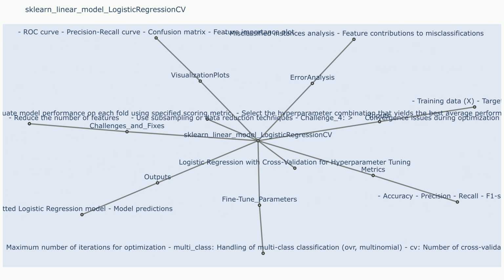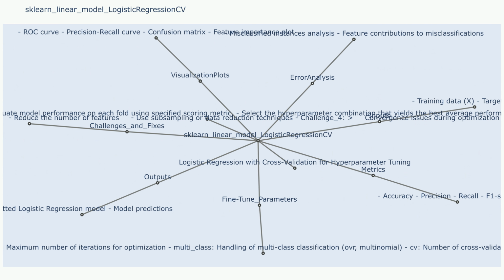Uncertainty methods. Confidence intervals. The confidence intervals around the predicted probabilities can be calculated to quantify the uncertainty in the predictions. This provides an indication of the reliability of the model's output.